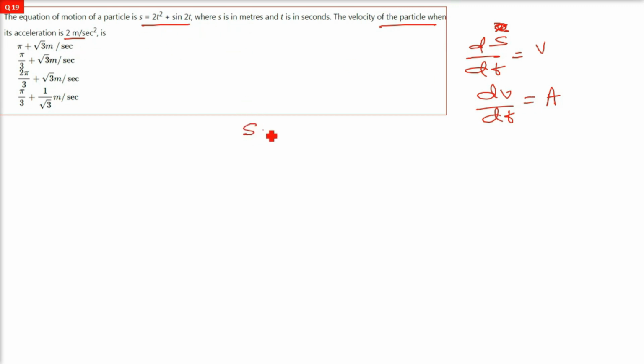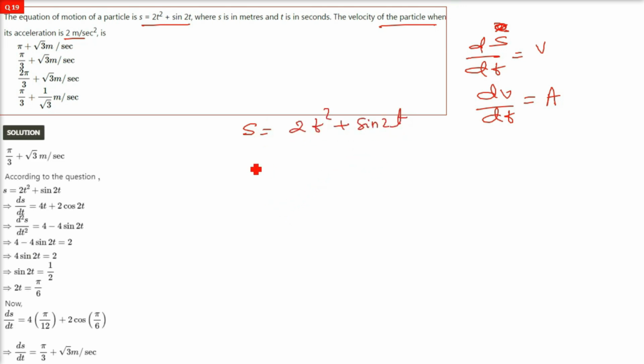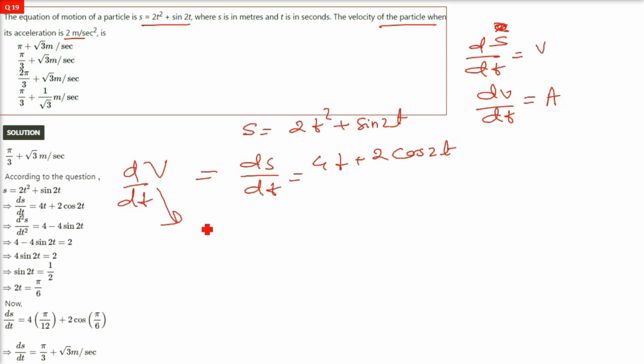So s is 2t square plus sine 2t. This is the reference for you. ds by dt we will compute first: it is 4t plus cos 2t. Differentiation of 2t is going to be 2, and remember, we are differentiating with respect to t. So dv by dt: now again I am differentiating this. 4t will be 4. Cos 2t is minus sine 2t, and this is 2 and 2, so 4. Now when the acceleration is 2 meter per second square, equate it with 2: 4 minus 4 sine 2t is equal to 2.